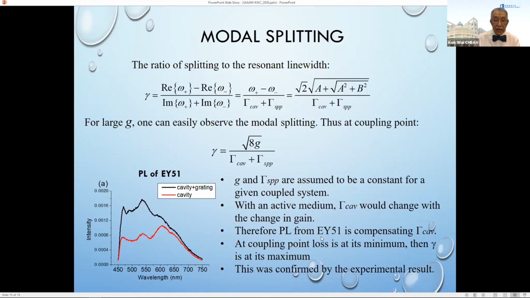So basically what we are saying here is that the photoluminescence of the EY, the luminescence here, is compensating the loss of the cavity. By doing so, we can assume that at least at the coupling point the loss of the cavity, gamma, will be at its minimum, by reducing the denominator, and therefore your line width here will be at its so-called maximum. That's the split, the ratio of the split. Again, this is seen in the experiment.